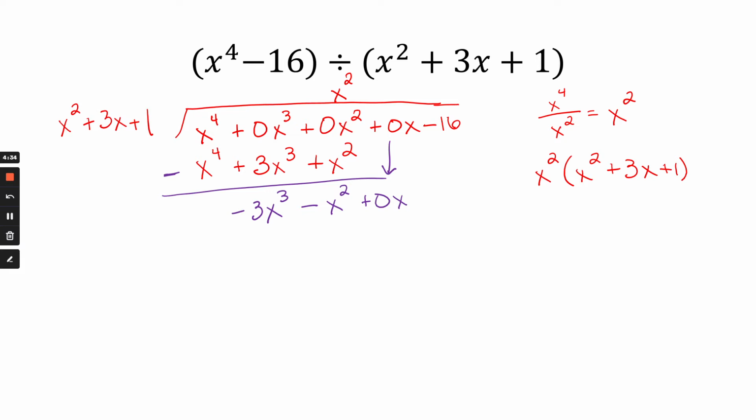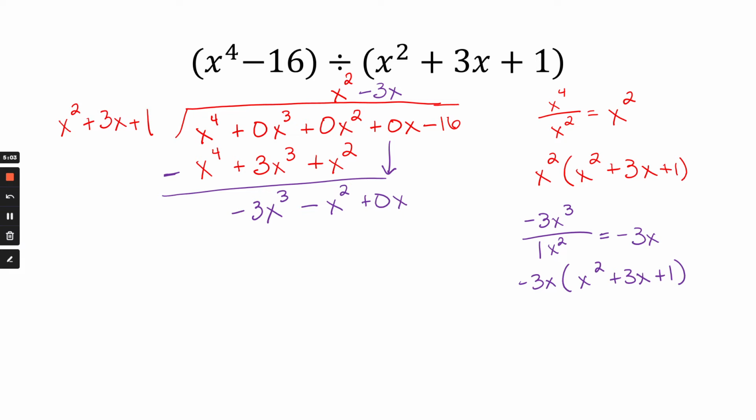So our next step, again almost like estimation, is to take negative 3x to the 3rd divided by x squared. Remember, that's really a 1. So negative 3 divided by 1 is negative 3. X to the 3rd over x squared just becomes x. So keep things lined up. And now we're going to distribute again. Negative 3x times the part on the outside.